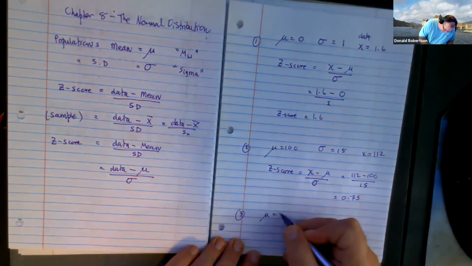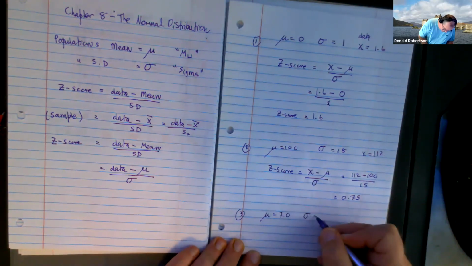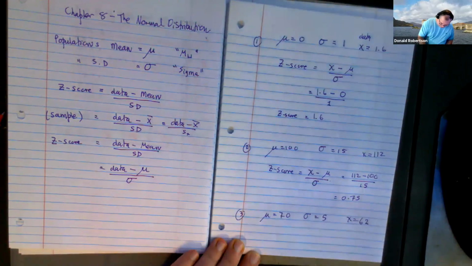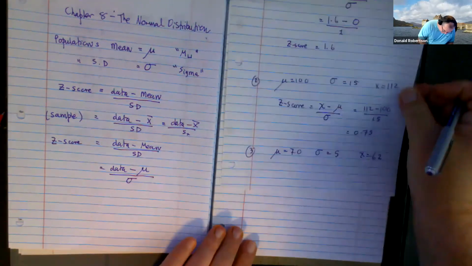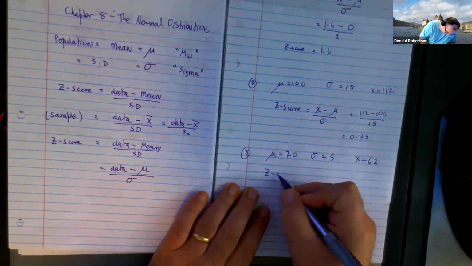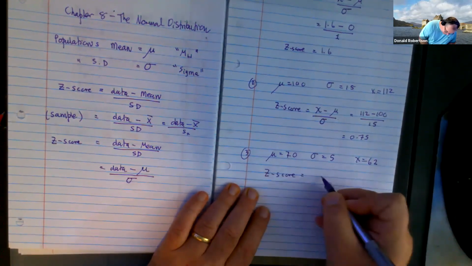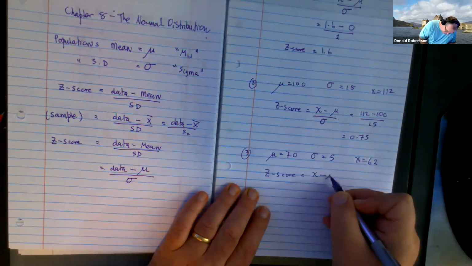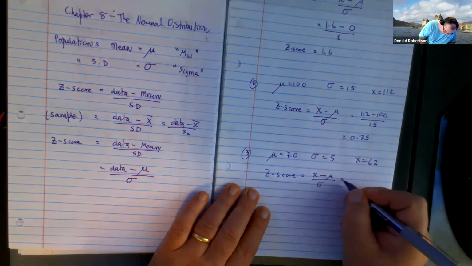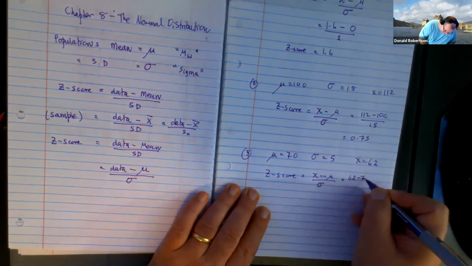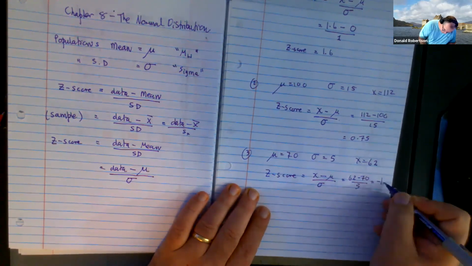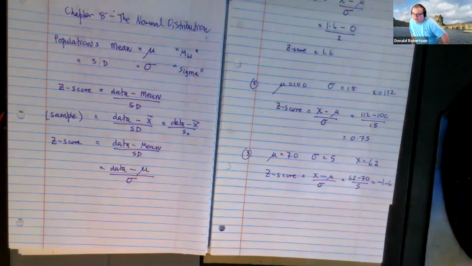The mean is 70, the standard deviation is 5, and the data is 62. And we're being asked to find the z-score with this information. And the z-score is data, take away the mean over standard deviation, population, 62, take away 70, divided by 5, and I believe that's negative 1.6. Isn't it okay to have negative z-scores?